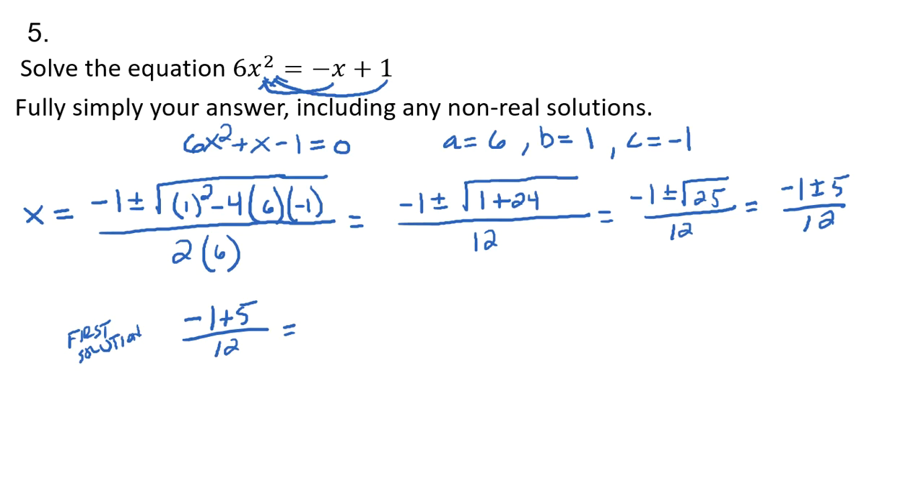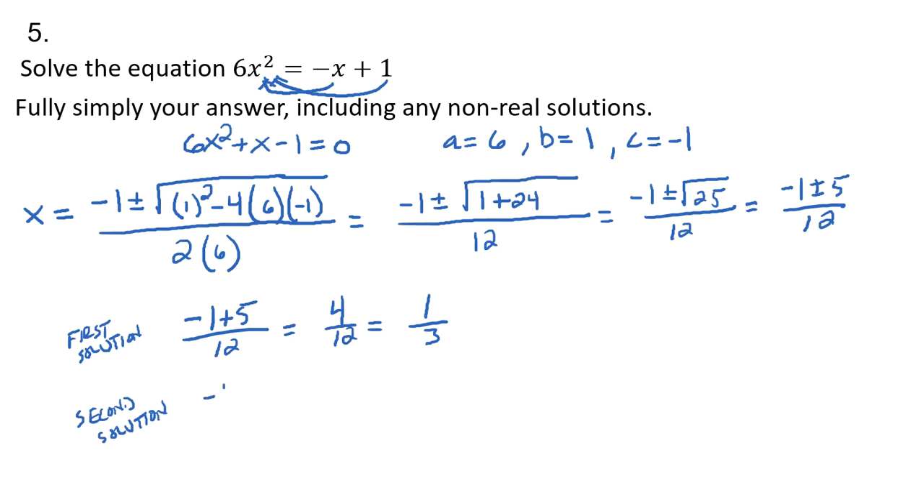And what do we get on top? Positive 4 over 12, and that reduces to 1/3. And then the next would be the second solution.